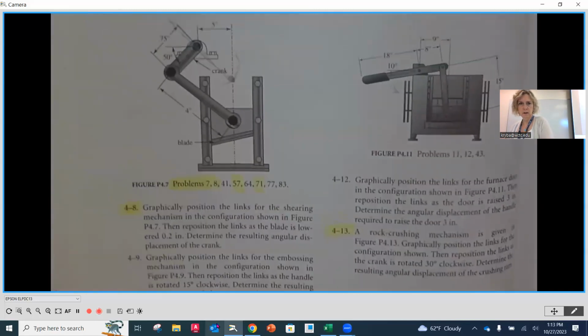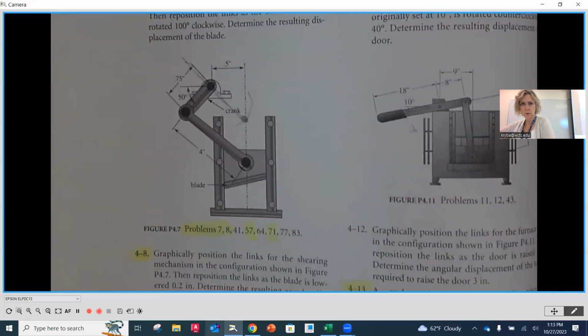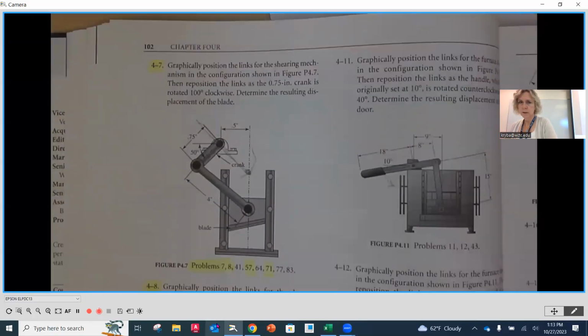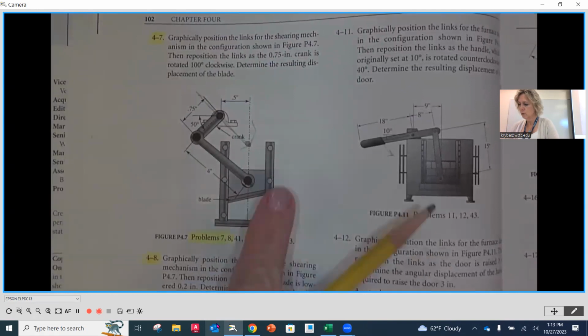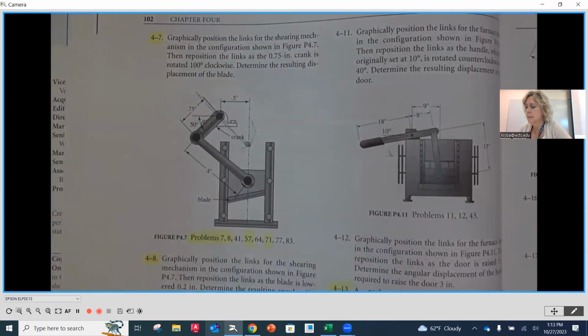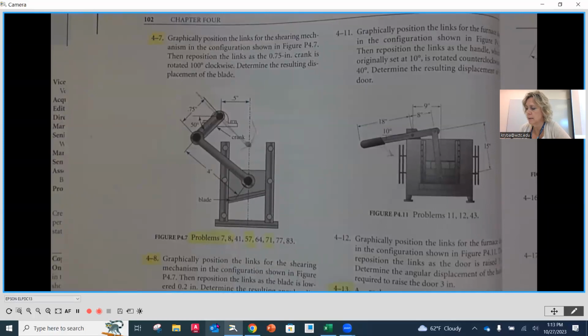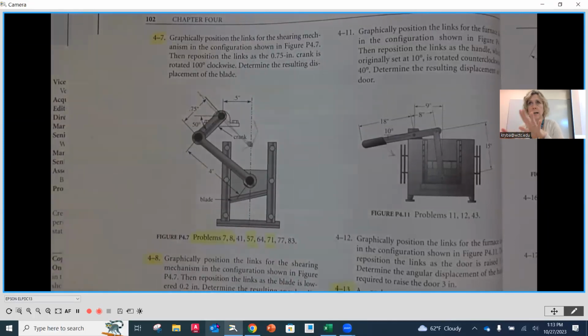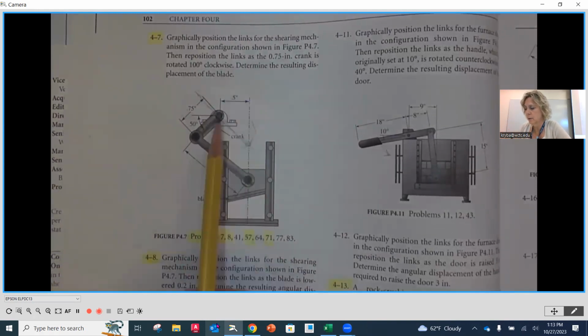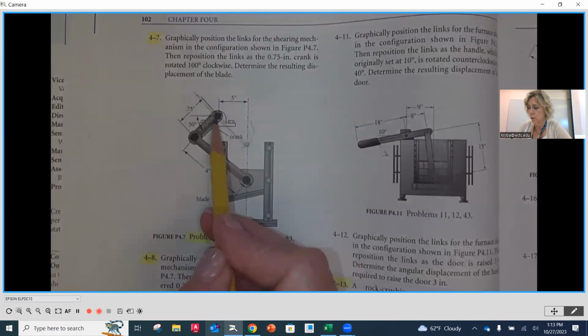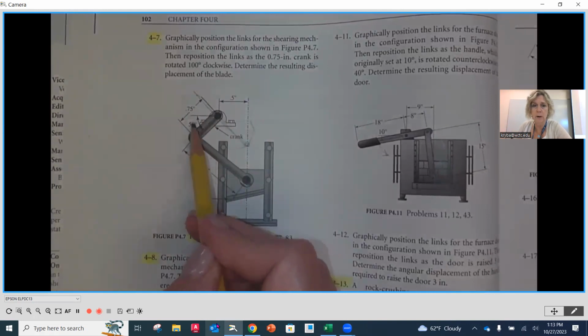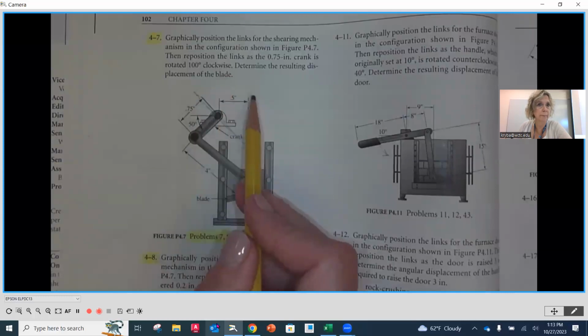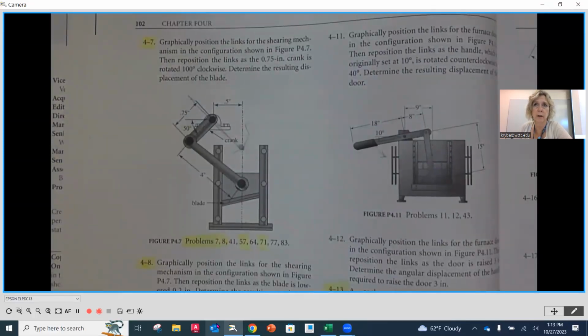Then we're going to turn the corner. We've seen this one before. This is 4-7. And 4-7 and 4-8 go together. You are going to use this illustration. Okay. And it says graphically position the links on the shearing mechanism in the configuration shown. So right where it's at right now in space. Okay, right there. And then from that, you're going to reposition the links as the 3/4 inch crank is rotated 100 degrees clockwise. So you're going from here and you're going clockwise. You're going to go this way, right? This way. And you're going to go 100 degrees from where it's at right now. Determine the resulting displacement of that blade.